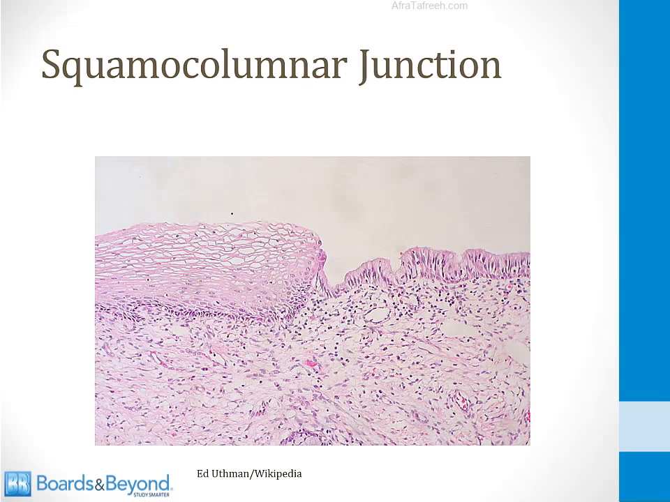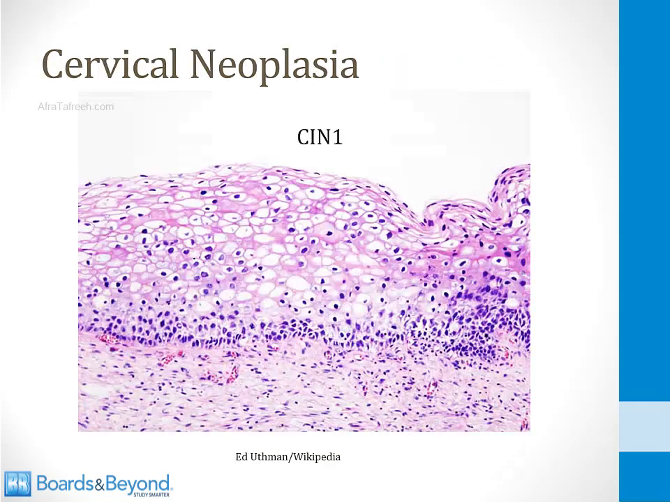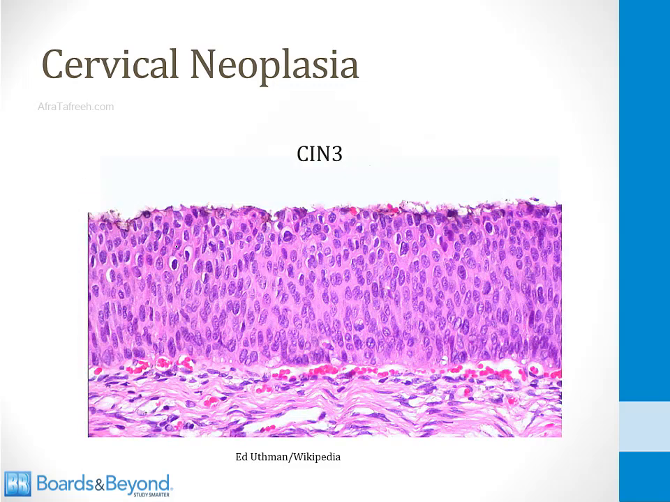If we go back to this picture here, this is what normal cervical squamous epithelium should look like. In a CIN1 lesion, as is shown on the screen here, we now have some dark purple cells beginning to move their way up from the basal layer towards the surface of the epithelium. And then in a CIN3 lesion, we have dark purple nuclei of cancer cells occupying the entire epithelial layer.